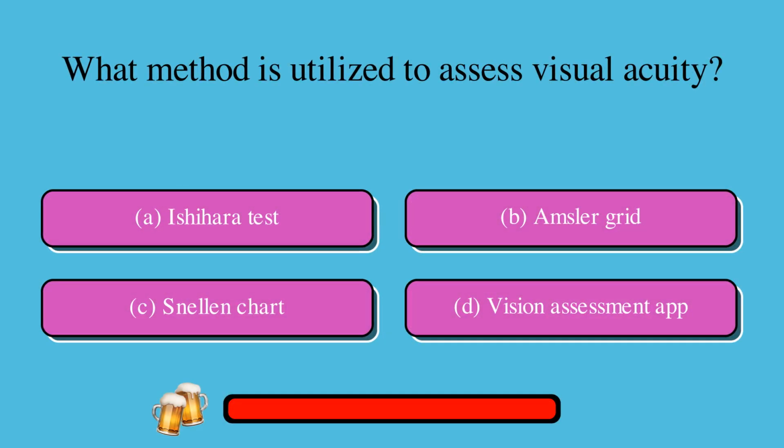What method is utilized to assess visual acuity? A. Ishihara test, or B. Amsler grid, or C. Snellen chart, or D. Vision assessment app. The correct answer is C. Snellen chart.